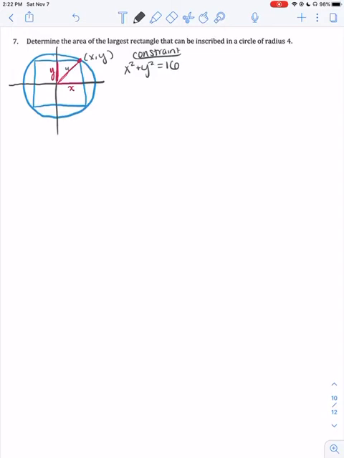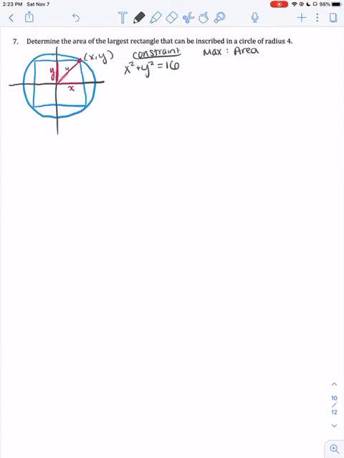And then the goal is to determine the area of the largest rectangle. So we want to maximize the area. We want to maximize the area of this rectangle, which looks like a square right now, how I drew it.